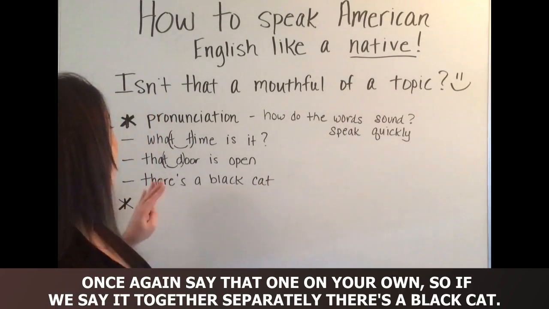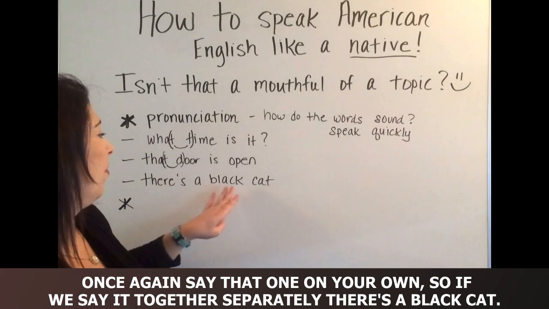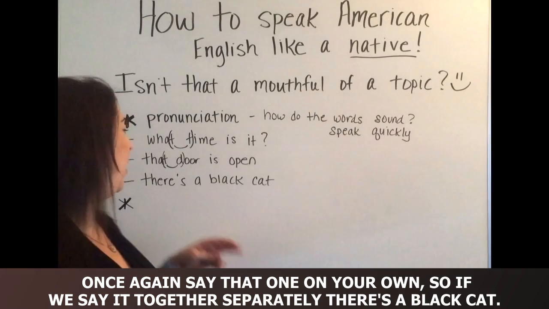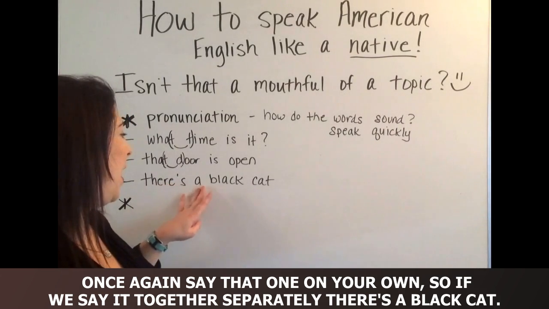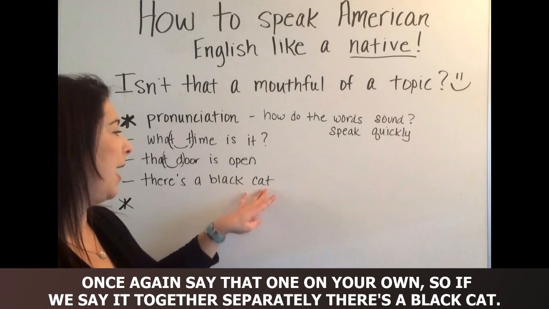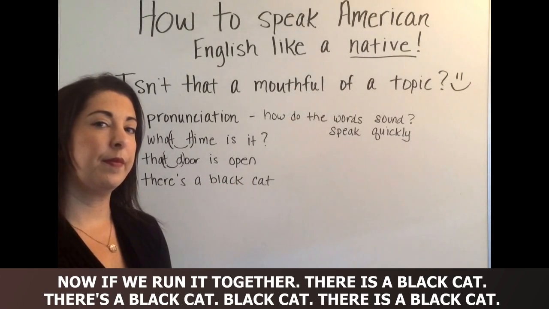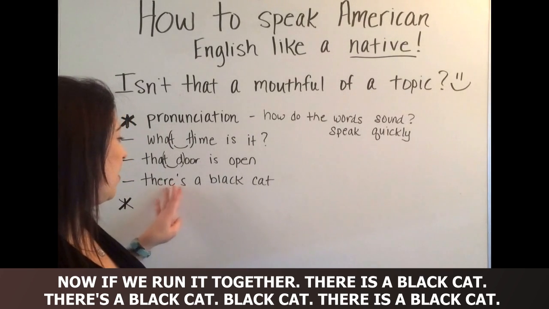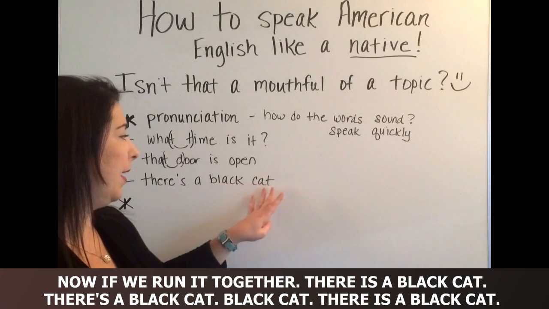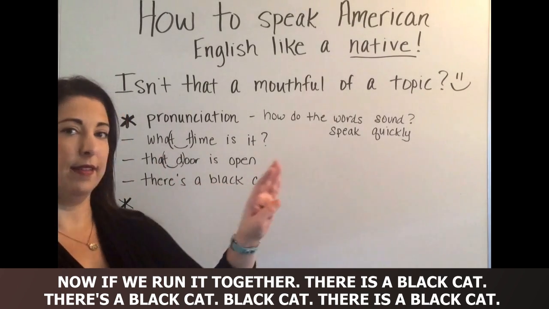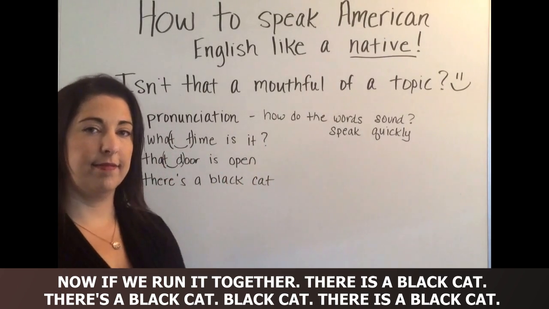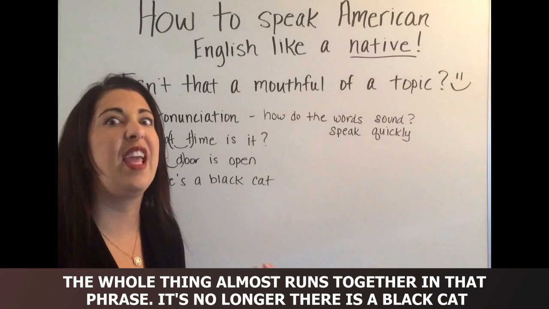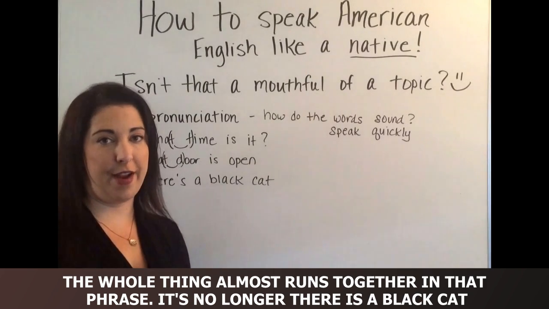Once again, say that one on your own. So if we say it together separately, there's a black cat. Now, if we run it together, there's a black cat. Black cat. There's a black cat. The whole thing almost runs together in that phrase.